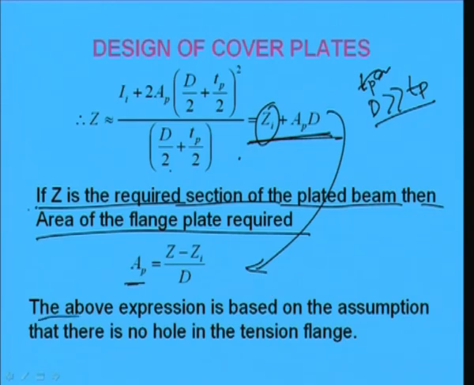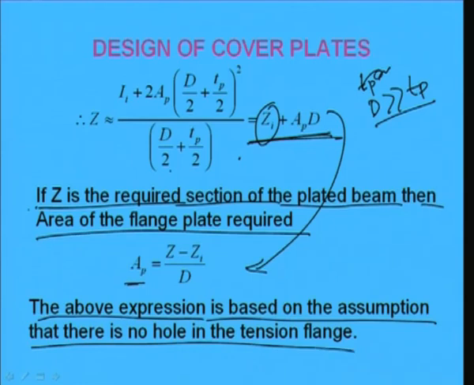So, the above expression is based on the assumption that there is no hole in the tension flange. First of all, the area of plate we are going to get approximately, it is not exact, (Z minus Z_I) by D, where Z is the total section modulus and Z_I is the section modulus of the rolled section, means the available section, and D is the overall depth of the section. So, from this we can find out A_P.